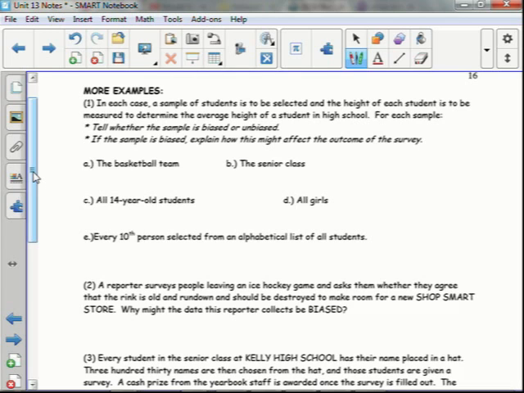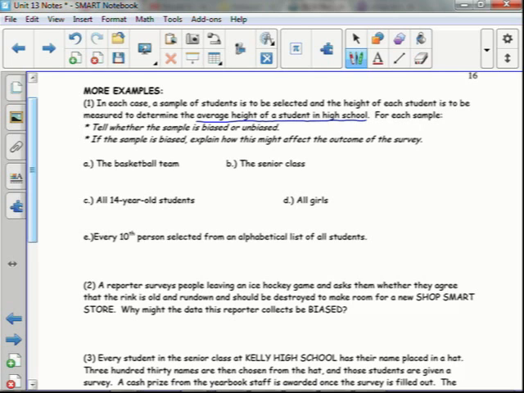In each case, a sample of students is to be selected, and the height of each student is to be measured to determine the average height of a student in high school. So here's what we're trying to determine, the average height of a student in high school. For each sample, tell whether the sample is biased or unbiased. If the sample is biased, explain how this might affect the outcome of the survey.